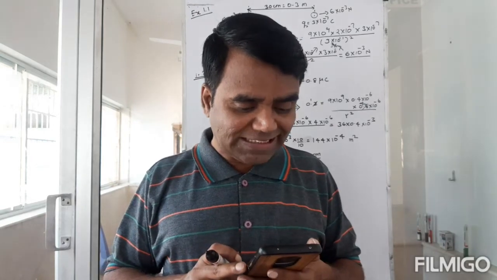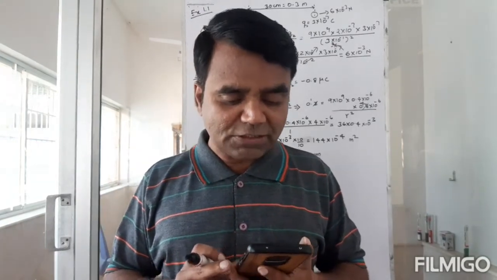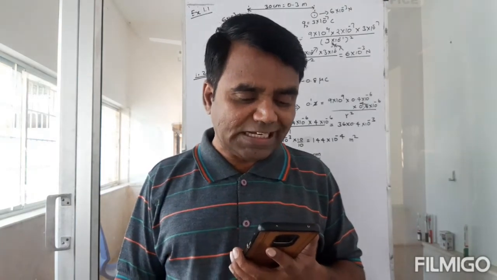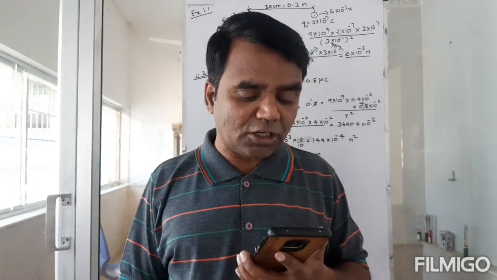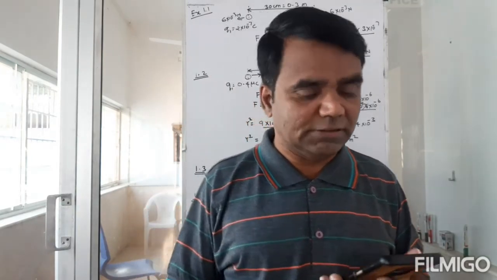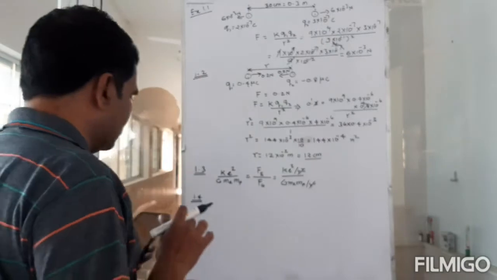Okay, then 1.6. Four point charges, QA equal to 2 microcoulomb, QB equal to minus 5 microcoulomb, QC equal to 2 microcoulomb, and QD equal to minus 5 microcoulomb, are located at the corners of a square ABCD of side 10 centimeters. What is the force on a charge of 1 microcoulomb placed at the center of the square? Okay, so we'll do it.